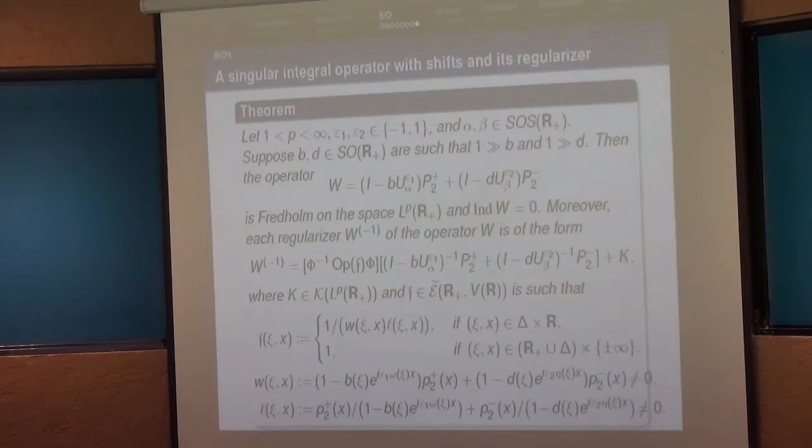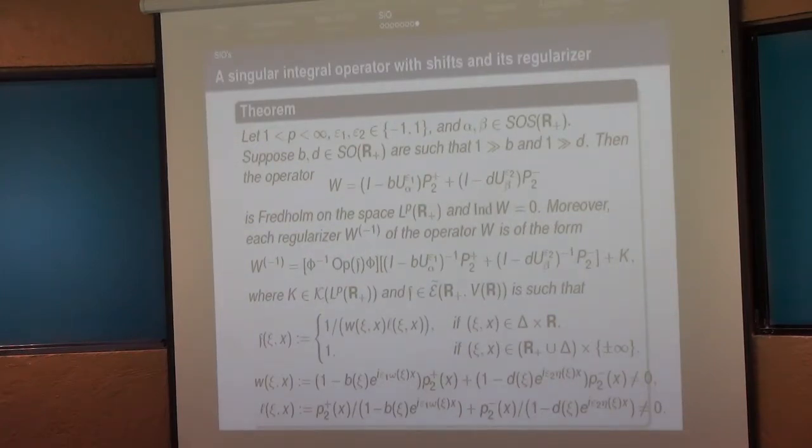Okay, now what is one of the results of this form to illustrate? Suppose that p belongs to such an interval, epsilon 1, epsilon 2 are plus or minus 1, and alpha and beta are slowly oscillating shifts. Suppose that this function is slowly oscillating and one dominates b and d. Then each such operator is Fredholm on such a space, and the index of such an operator is 0.